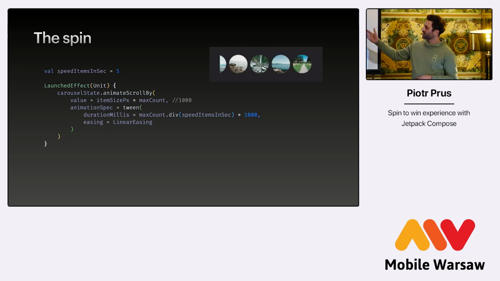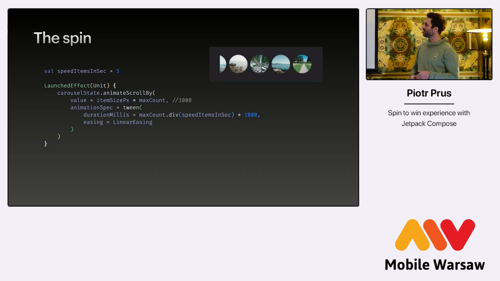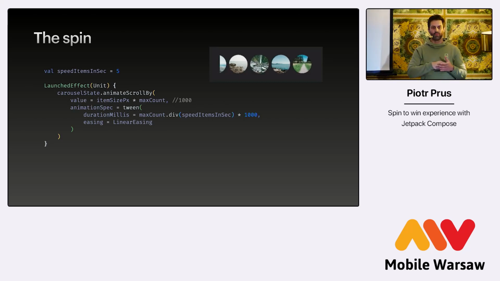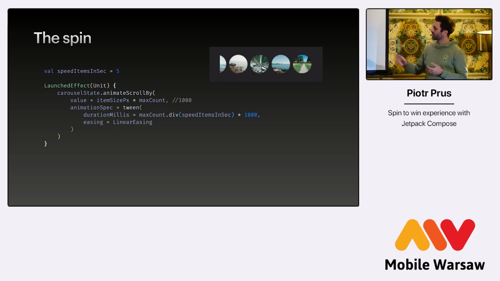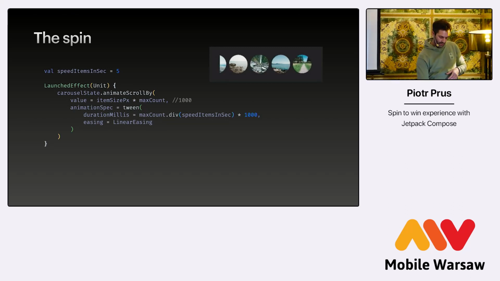So we are calling this launched effect, so we are calling an asynchronous function inside the view. I have this carousel state, and I'm calling animate scroll by, which means I will be animating by pixels. So I put here quite a big number because I'm taking the item size in pixels and multiplying by 1000 as my max count. So it's not infinite, of course, but for the carousel, it's good enough because I'm spinning it a few times and then slowing down.